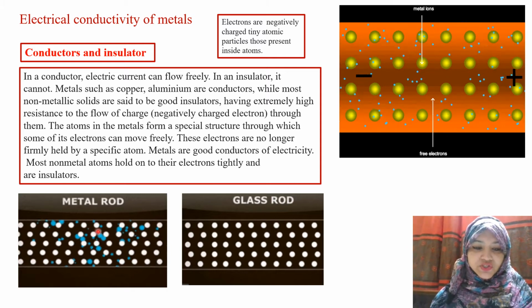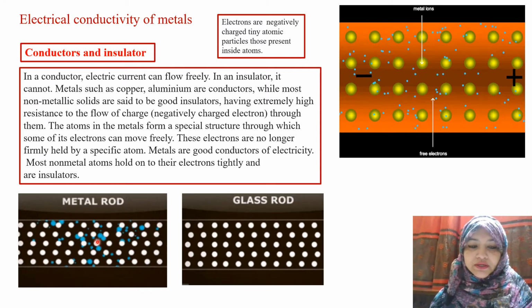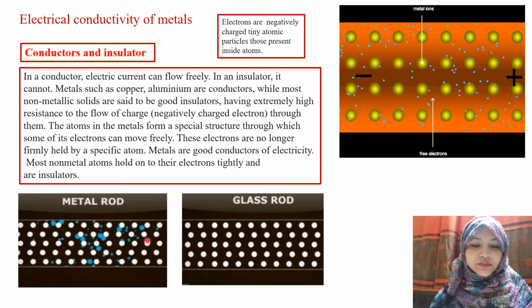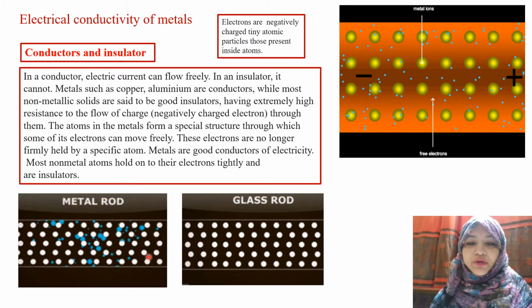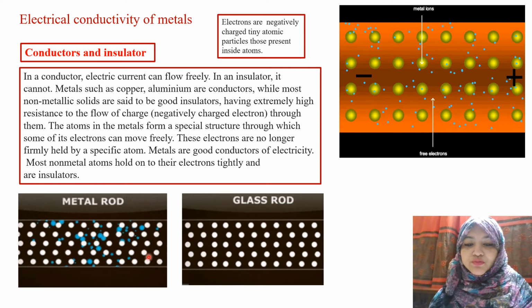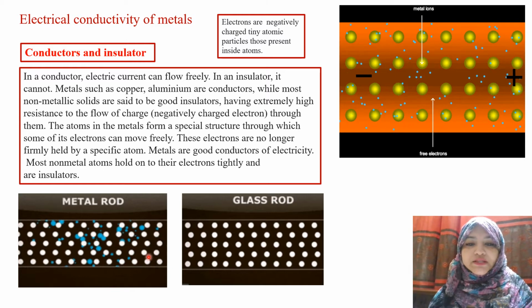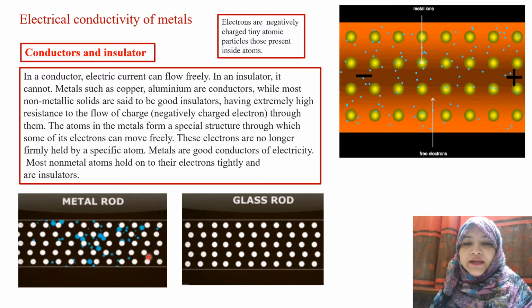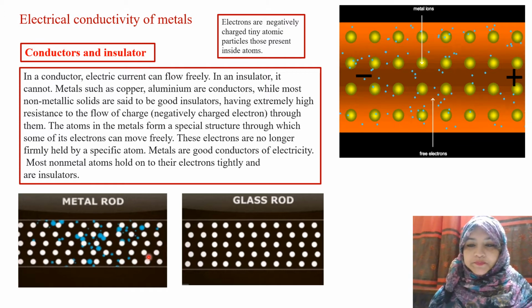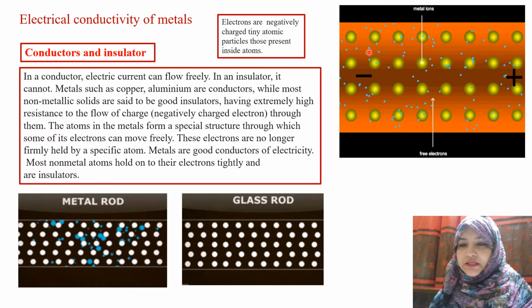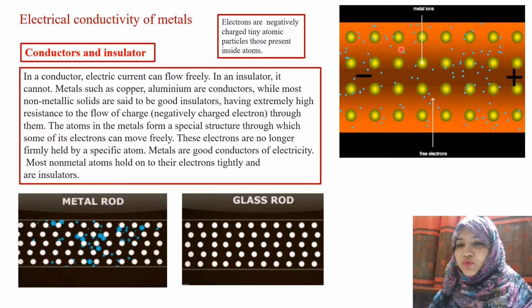In this picture, these blue tiny particles show you the electrons, and these white circular balls in both the pictures show you the atoms or molecules. We know all matter is made up of tiny particles known as atoms or molecules. And if you look at this animated picture, you can easily see the movement of electrons.